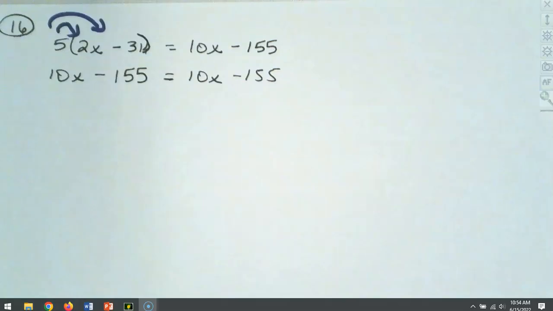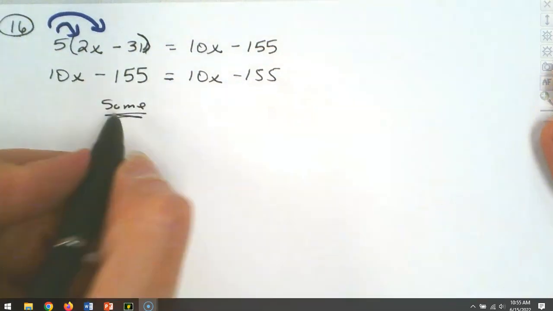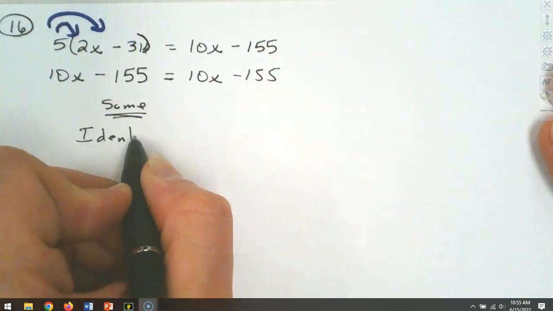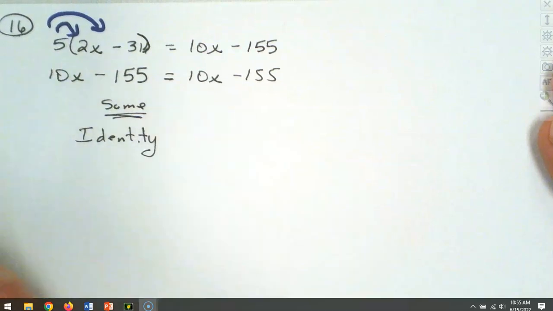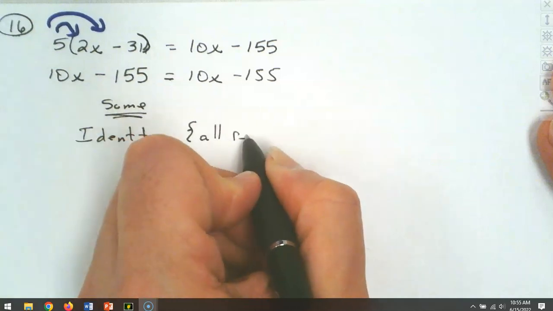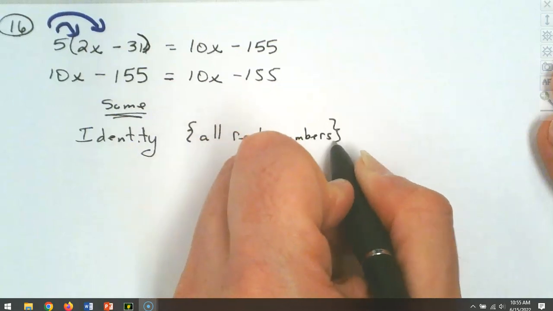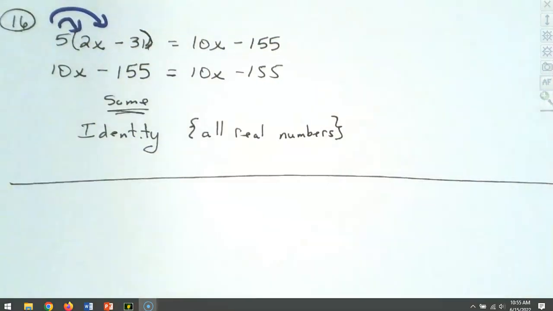Simple enough. What do we know? Are the sides the same? Yeah, they are, right? So since these are the same, what type of equation is this? This is an identity. And what's your solution going to be? All real numbers. Makes sense on that. So that's going to be all real numbers.